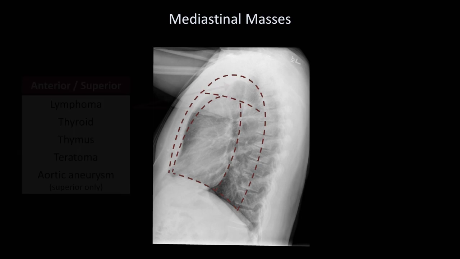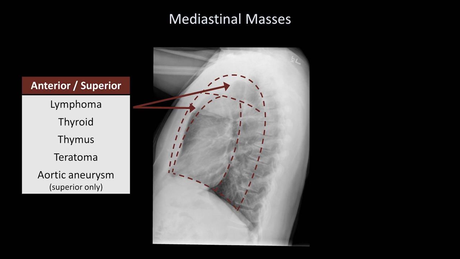The first 2 regions are the anterior mediastinum, which is everything anterior to the pericardium and inferior to the sternal angle, and superior mediastinum, which is everything superior to the sternal angle. The differential diagnosis of masses in these 2 regions overlap greatly, so I'll consider them together. They include lymphoma, enlarged thyroid such as a goiter, thymus tumors, tumors called teratomas, and when occurring in just the superior mediastinum, an aortic aneurysm.